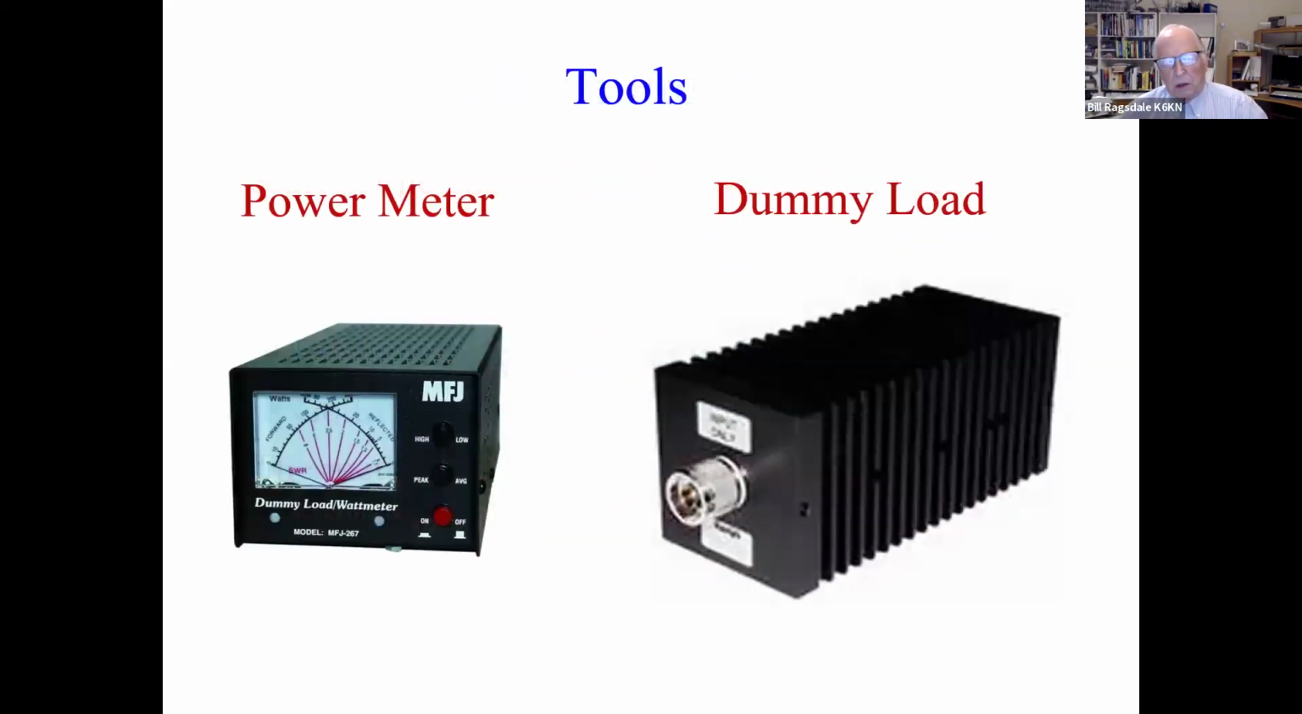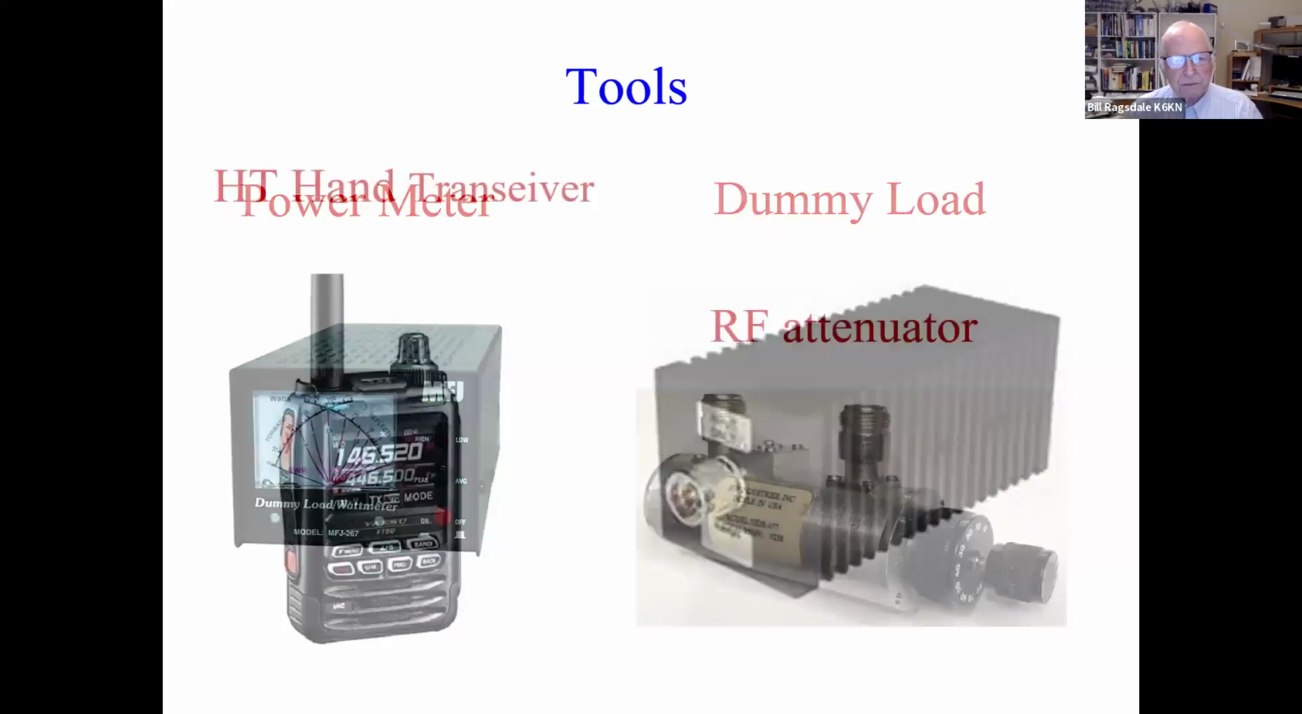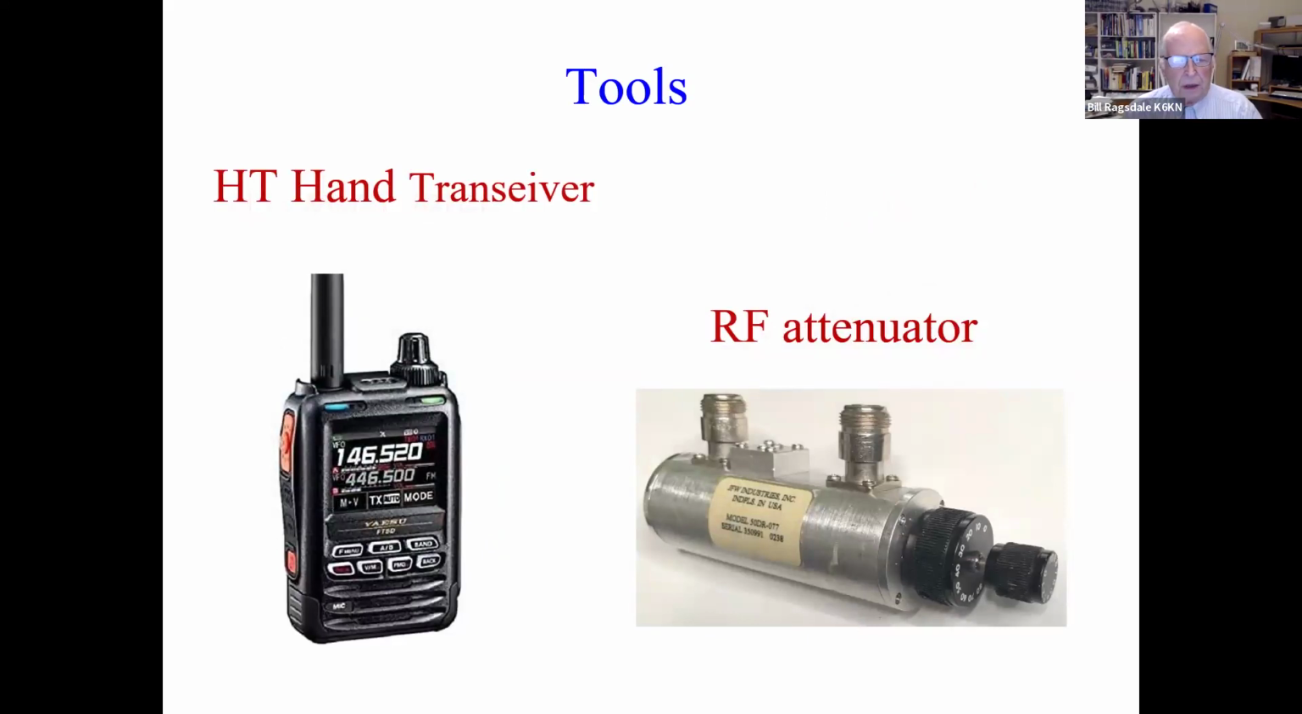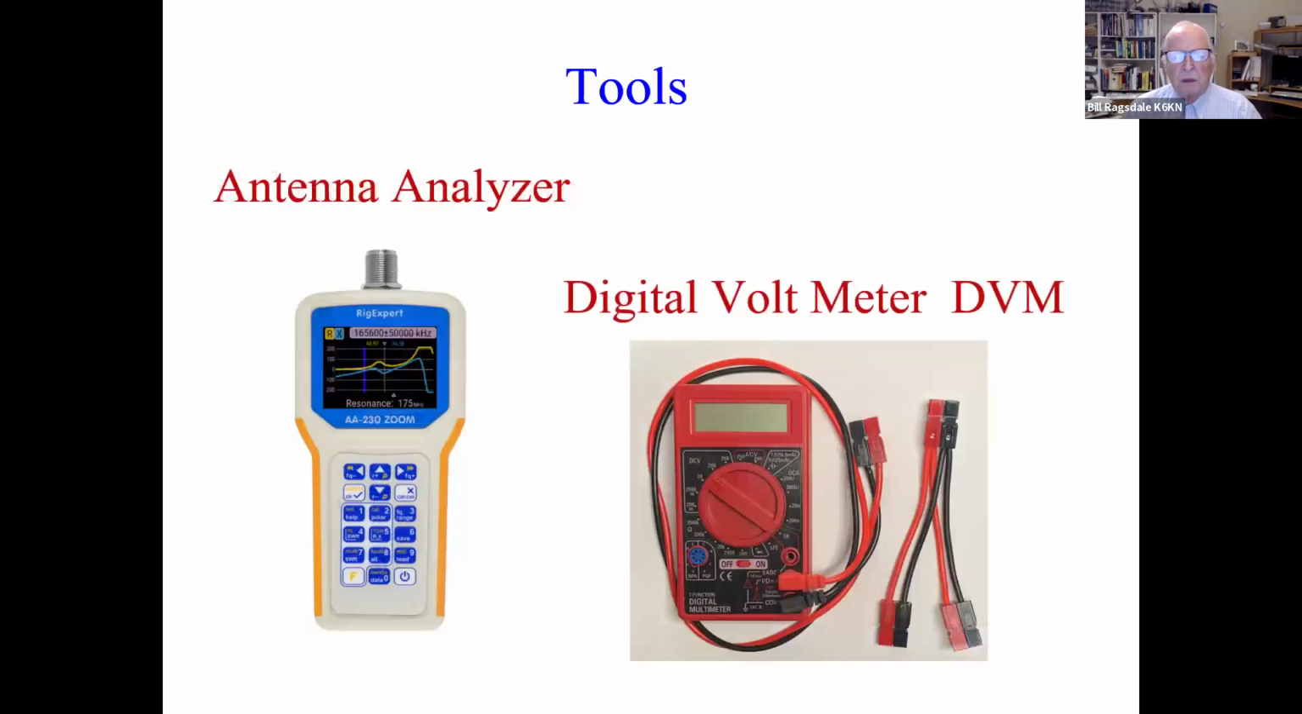As we talked about in lesson number 2, here are the tools that are essential. First is a power meter and a dummy load, so you can put this in place of your antenna. This way, when you do testing, you're not live over the air. And then by all means, a transceiver, which has multiple uses, and the RF attenuator we just mentioned.